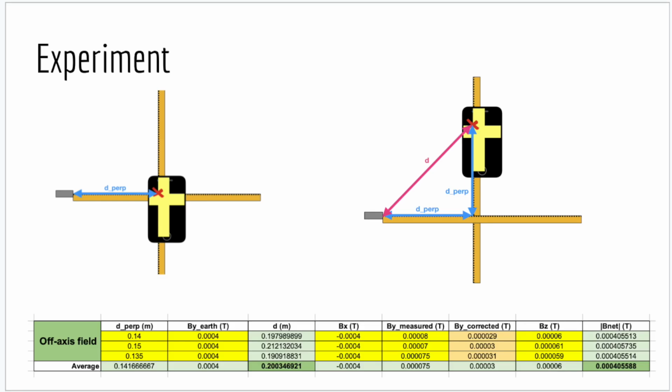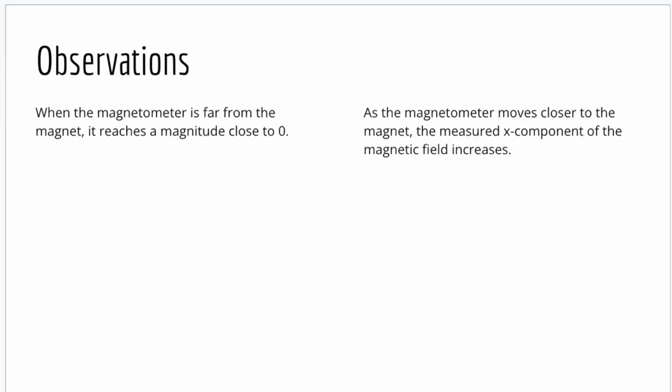For the off-axis field, we do essentially the same procedures as in the first part, except we slide the magnetometer in a perpendicular direction, so we create a 45-degree angle with the horizontal. We observed that when the magnetometer was far away from the magnet, it measured a near-zero magnetic field, which can be due to the fact that the magnetic field was probably negligible at this distance. As the magnetometer moves closer to the magnet, the measured x-component of the magnetic field increases.